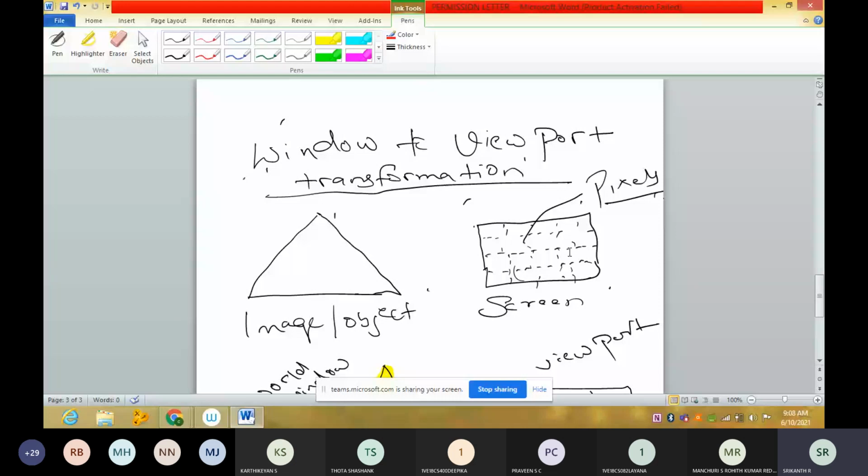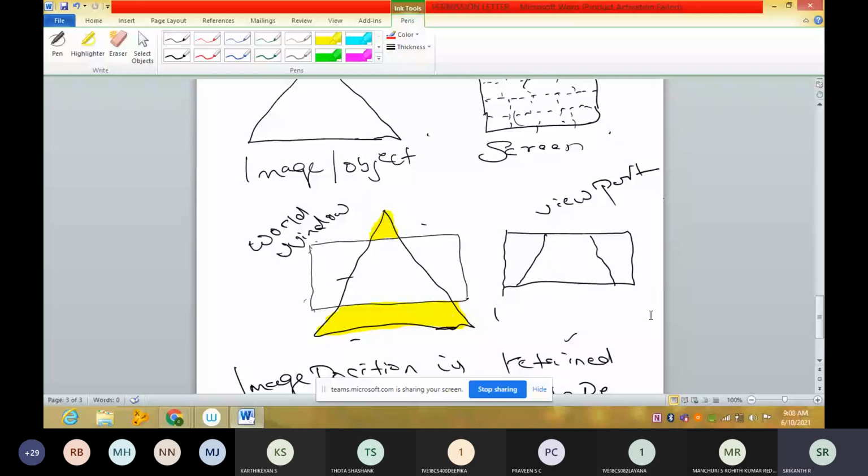For that, we have one thing, guys. We have a thing called the world window. This is the triangle, and this rectangle shape is the screen for me. If you see, some part of the triangle, the upper part and the lower part, is outside the screen. It is lying outside the boundary of that screen. That part won't be visible, guys.